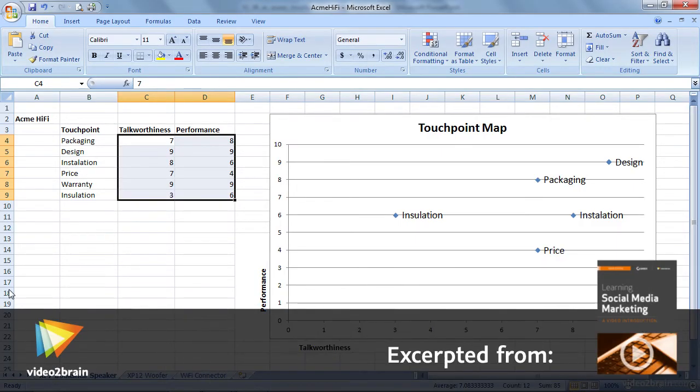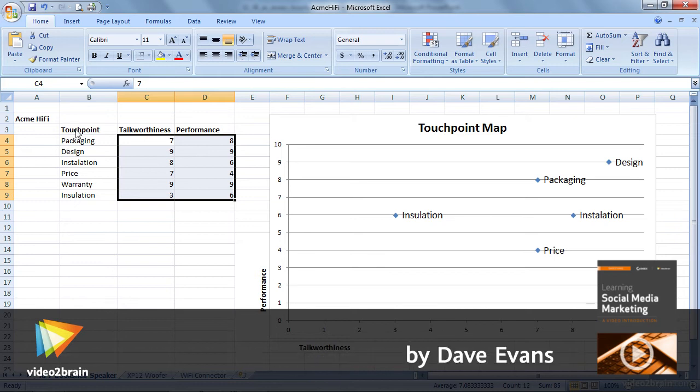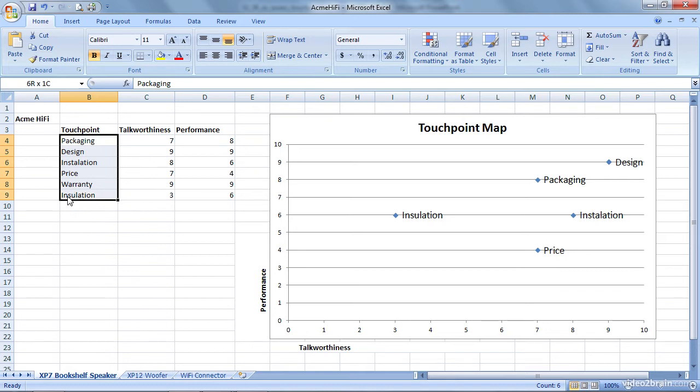In this example, I've created a basic touchpoint map, and you can see over here I have various touch points listed: the packaging, design, installation, price, warranty, the insulation inside the speaker cabinet. I've included that for a specific reason.